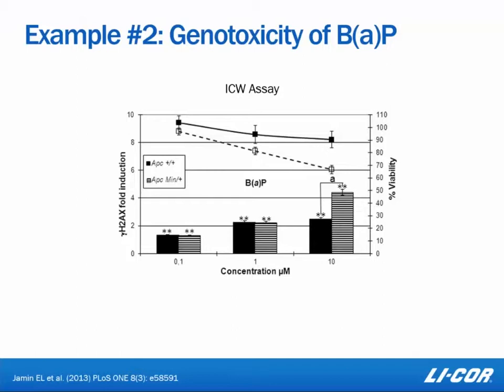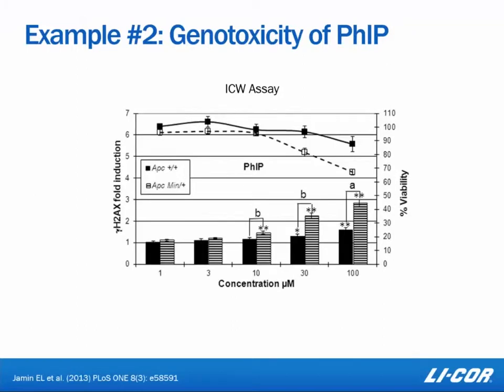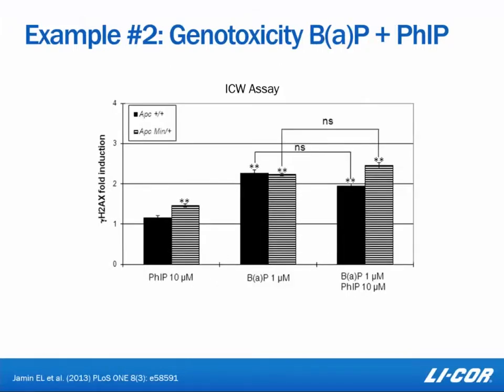From here, they then wanted to look at PhIP. And when they applied PhIP, they found similar results. They saw a dose-dependent increase in both histone phosphorylation and an increase in cell death as read by the In-Cell Western Assay. Finally, they wanted to examine both compounds together with the In-Cell Western Assay. So for this, they looked at either PhIP alone, BAP alone, or both together at a 10-to-1 ratio. Now, they chose this ratio because this is the ratio you'll typically see in cooked meat, so they found that both compounds can increase histone phosphorylation.